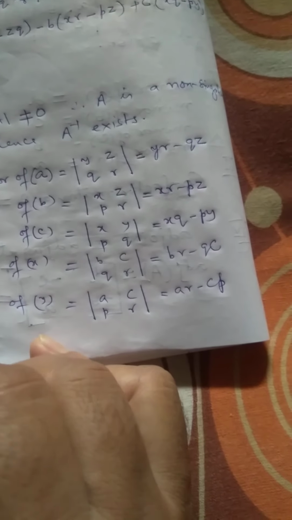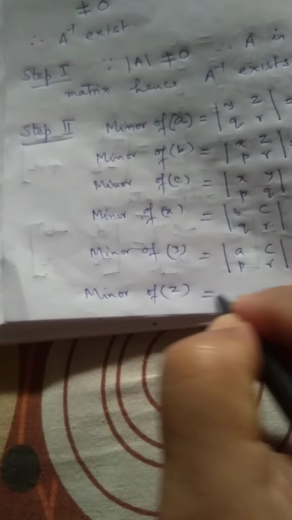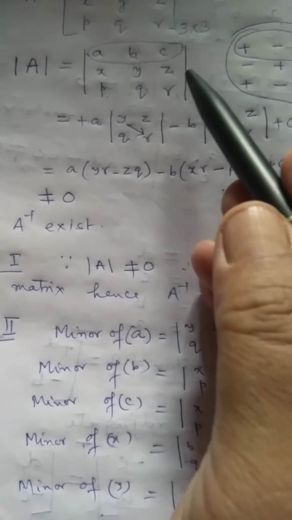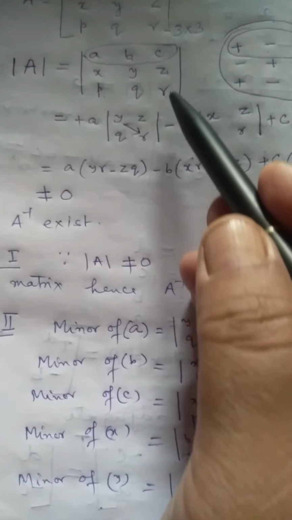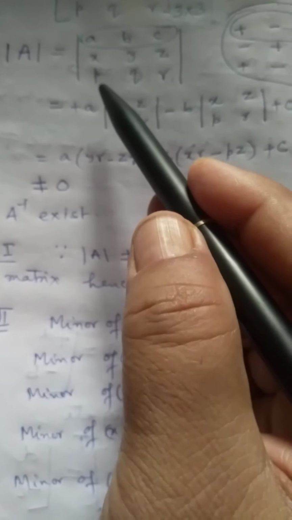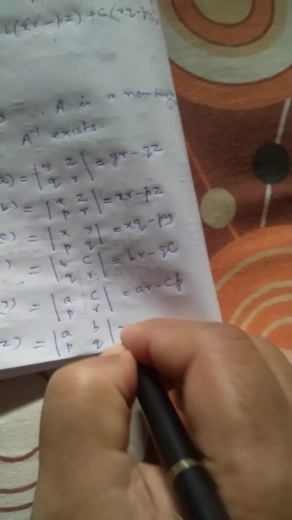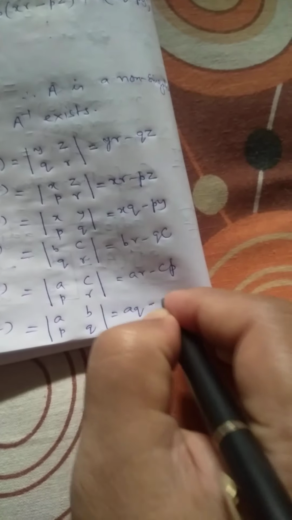Again, minor of Z is equal to a determinant. For the minor of Z, delete the row and column in which Z lies. You will have a 2 cross 2 determinant, that is A, P and then B, Q. The value will be AQ minus BP.